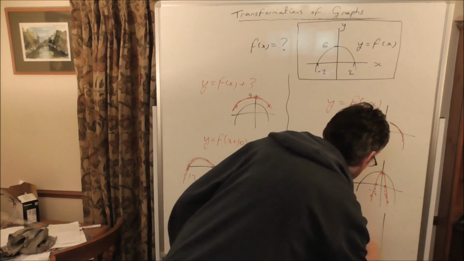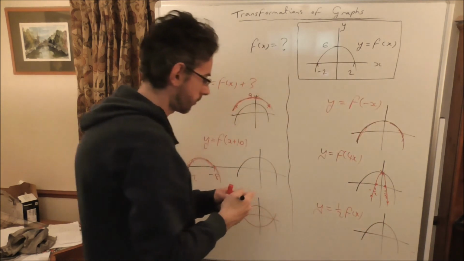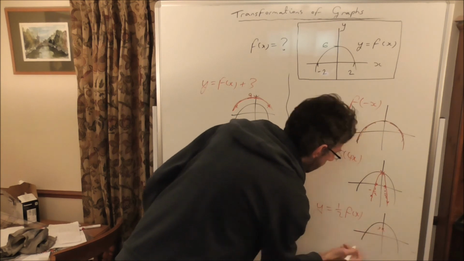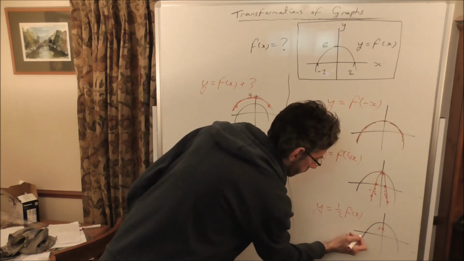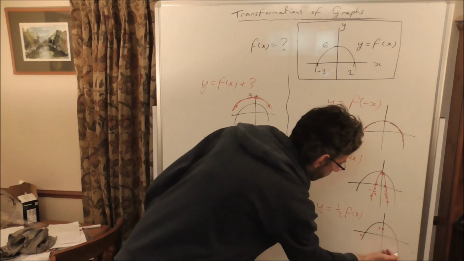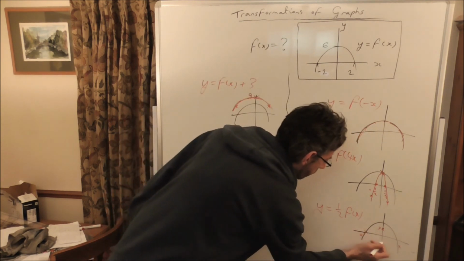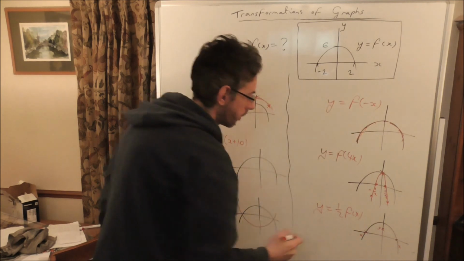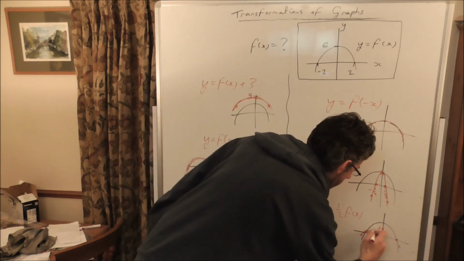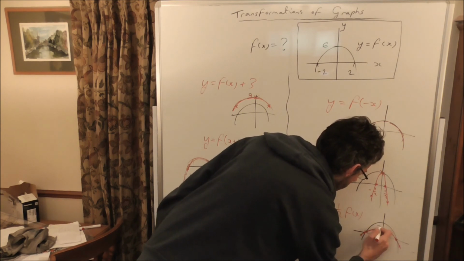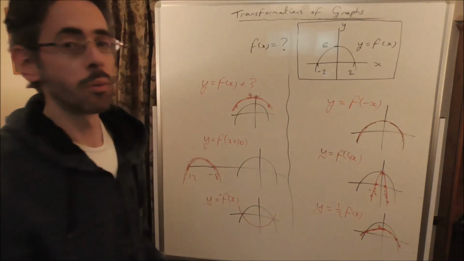I'll just draw the original graph, so it looks something like that. So this point here is going to move to 3 on the y-axis. This point here is going to move closer to the x-axis, over to there. This point's going to move up twice as close to the x-axis as well. These 2 points on the x-axis aren't going to move, they're going to stay where they are. So all the points move twice as close to the x-axis, in other words all the y-coordinates halve. So that's it.